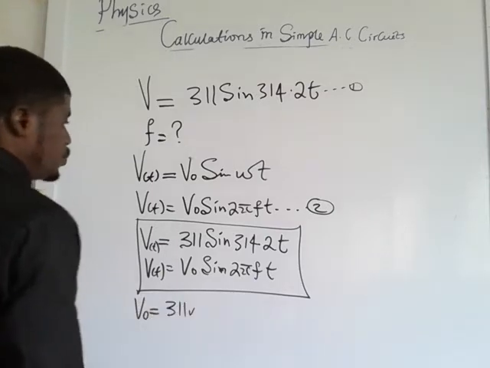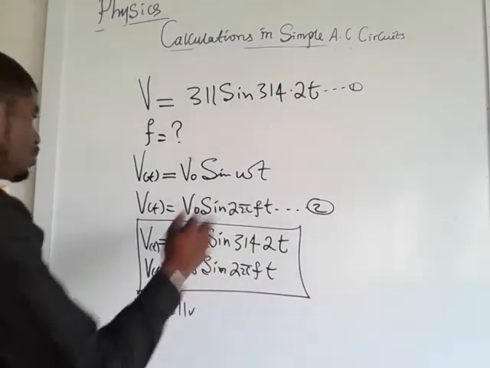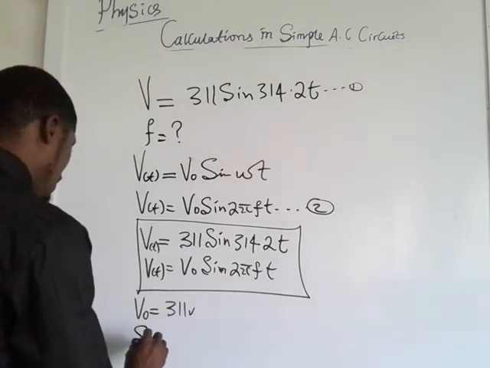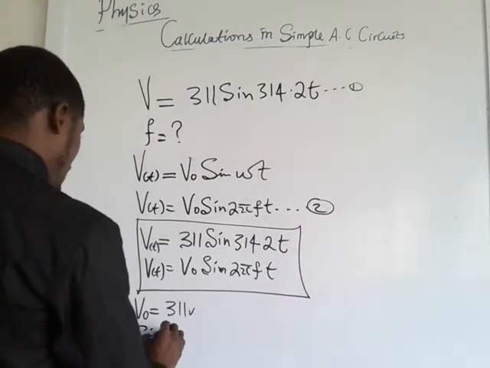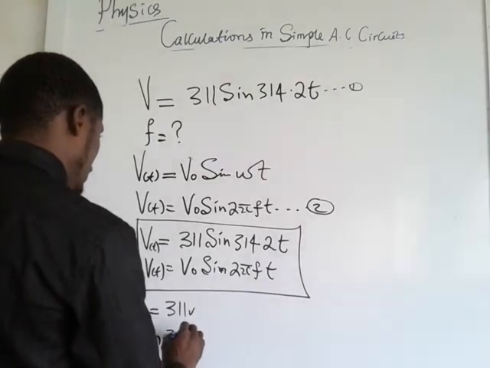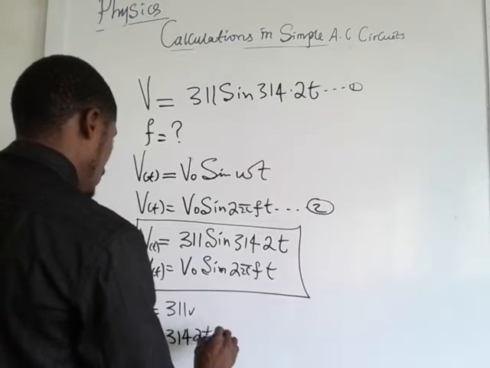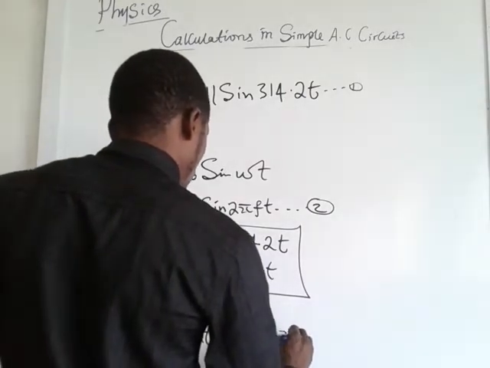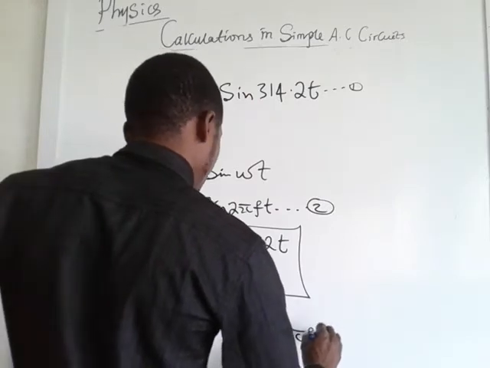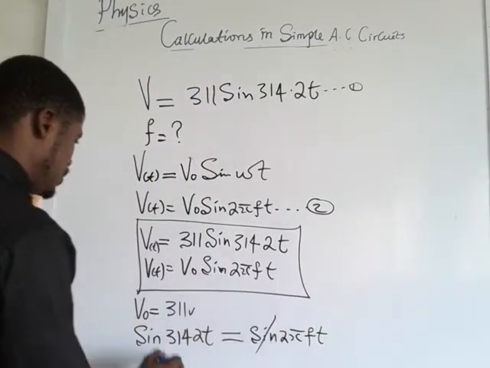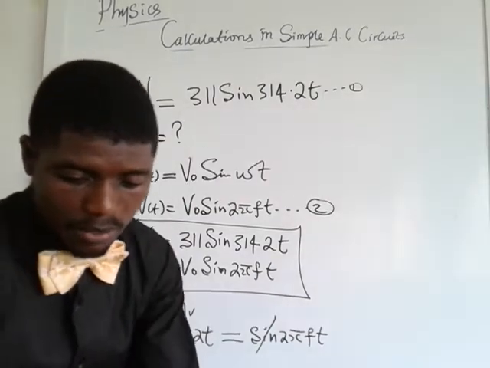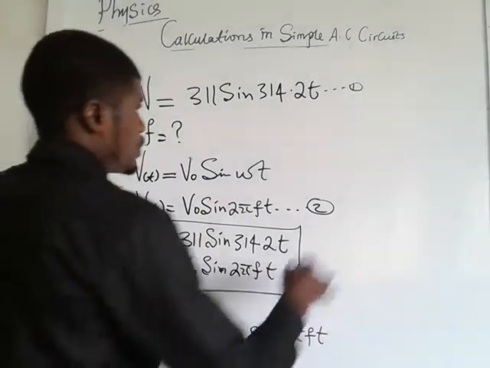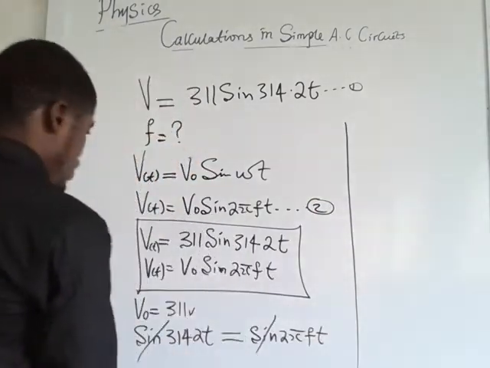311 volts. That's your V naught. And then your sine 314.2t is the same thing as sine 2 pi ft. So sine cancels sine. Okay, sine cancels sine, and then what are we left with?